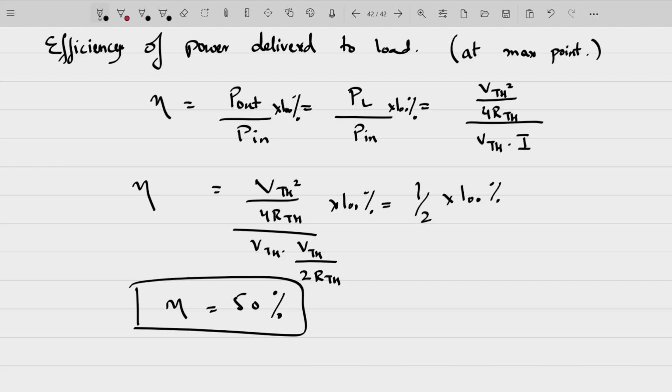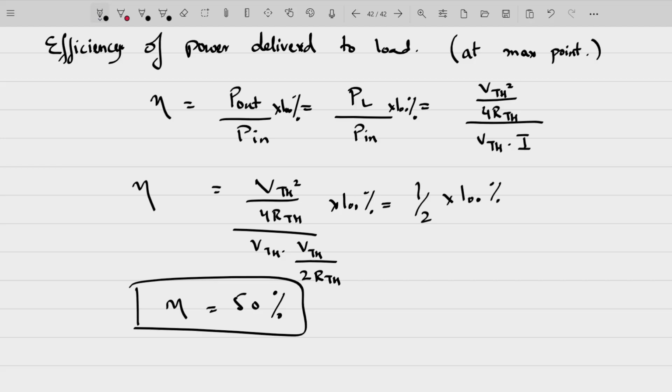So this is the point at which maximum power is being delivered to the load, but at this particular time the efficiency of power being delivered to the load is only 50%. So this is something you need to know.